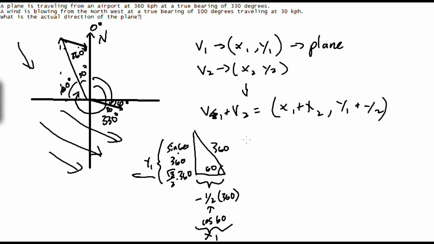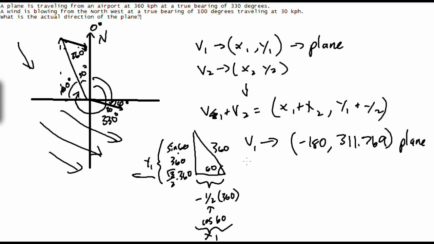So our equation for the first vector is going to be negative 180, and if you calculate square root 3/2 times 360, you would get 311.769. And that's our first vector. So this is the plane. This is the vector that the plane is traveling at. Seems pretty straightforward. Just plot out the plane on the graph using the speed as the magnitude, and then find the x length and the y length.